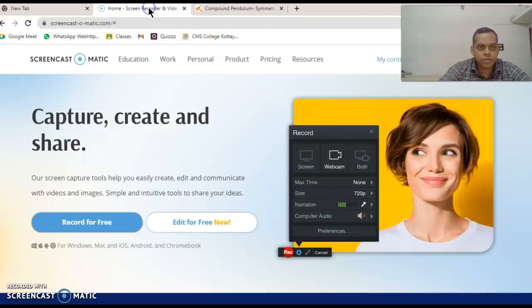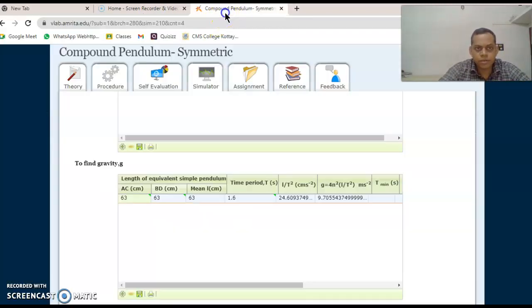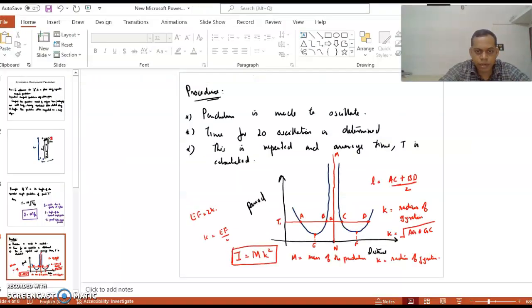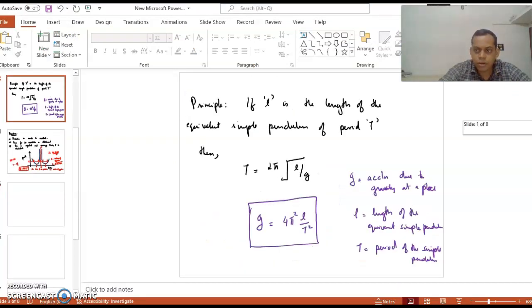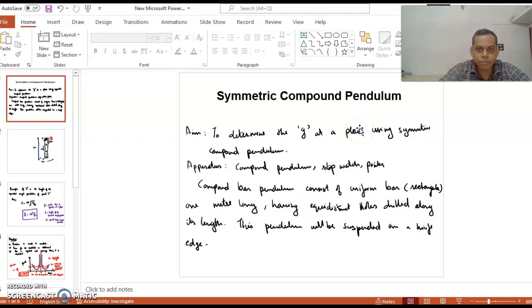I hope you understood the concept behind the practical experiment of the simple compound pendulum or symmetric compound pendulum.